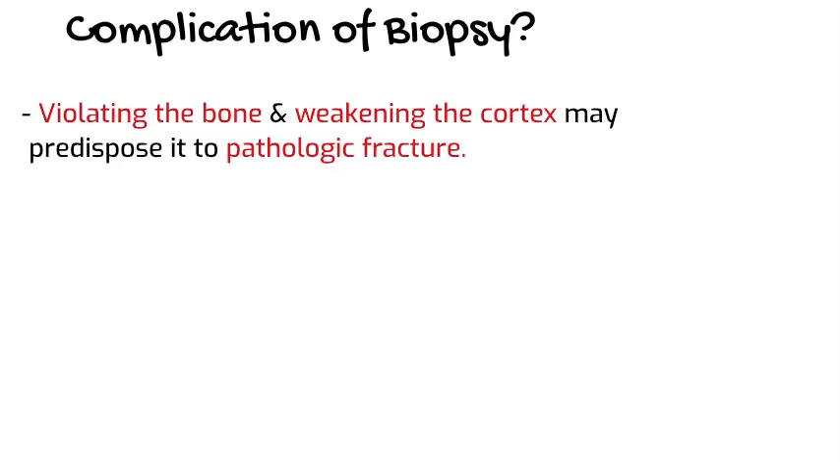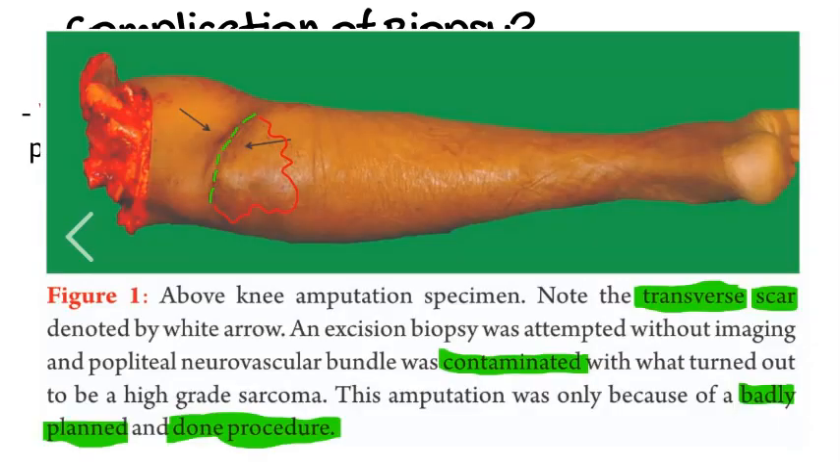This figure illustrates an above-knee amputation specimen. Note the transverse scar denoted by the black arrow. An incision biopsy was attempted without imaging and the popliteal neurovascular bundle was contaminated with what turned out to be a high-grade sarcoma. This amputation was only because of a badly planned and done procedure.